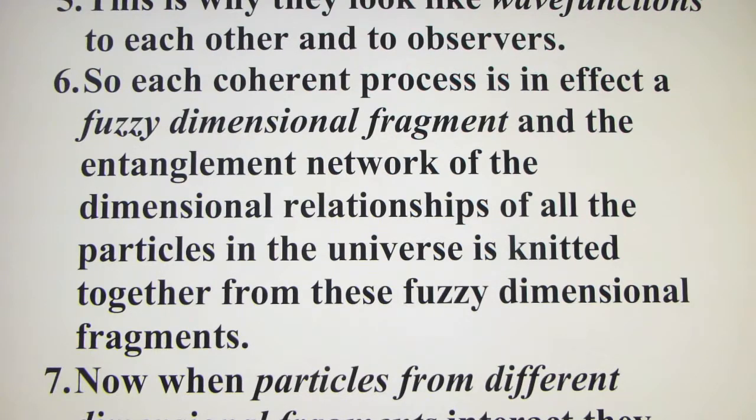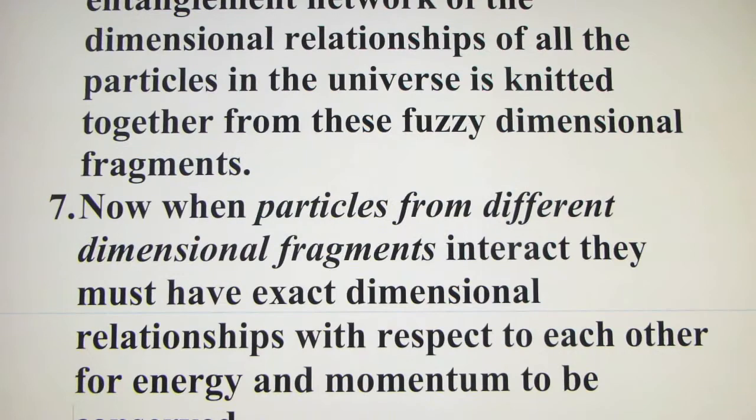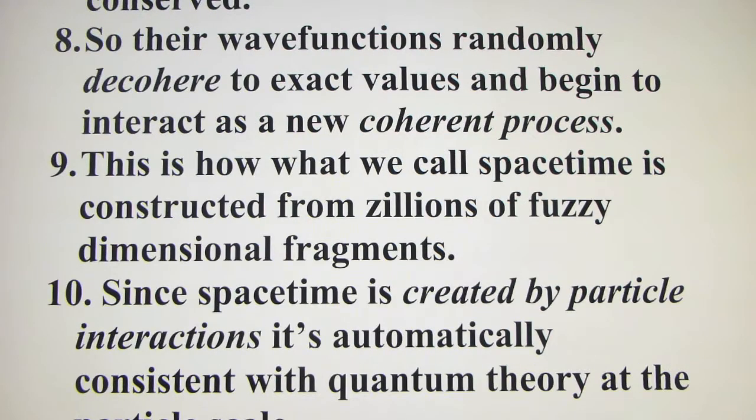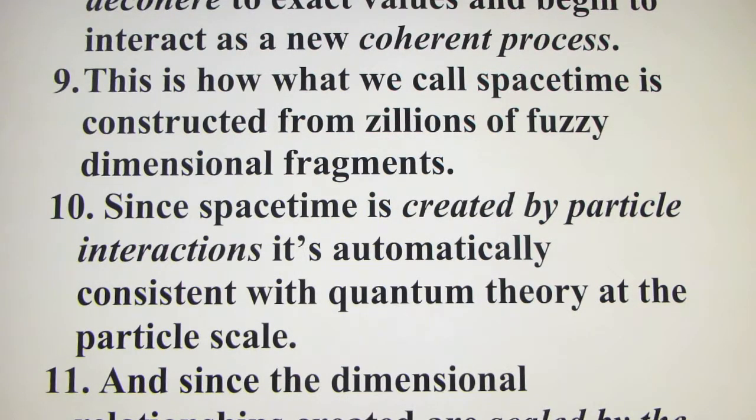So each coherent process is in effect a fuzzy dimensional fragment, and the entanglement network of the dimensional relationships of all the particles in the universe is knitted together from these fuzzy dimensional fragments. Now, when particles from different dimensional fragments interact, they must have exact dimensional relationships with respect to each other for energy and momentum to be conserved. So their wave functions randomly decohere to exact values and begin to interact as a new coherent process. This is how what we call space-time is constructed from zillions of fuzzy dimensional fragments.